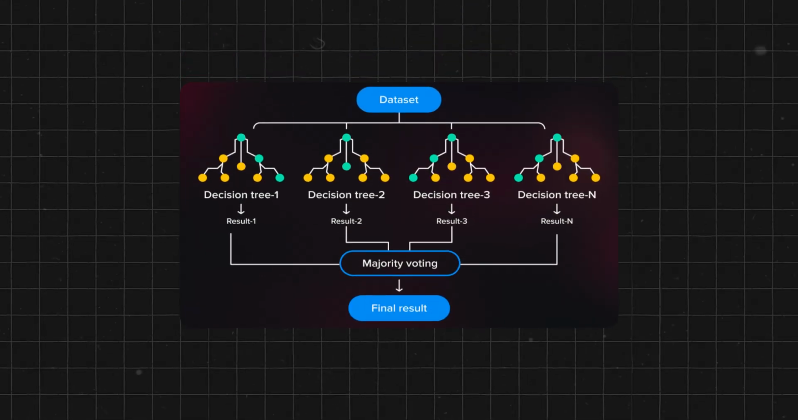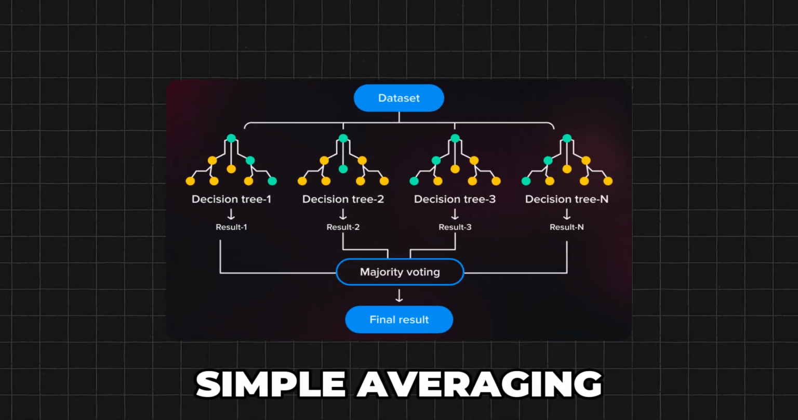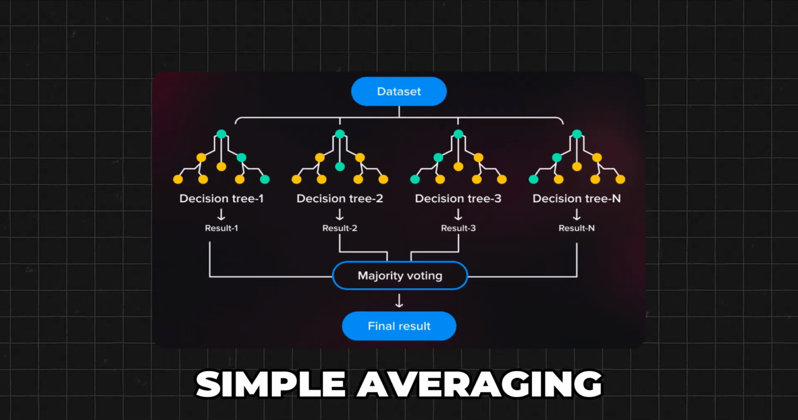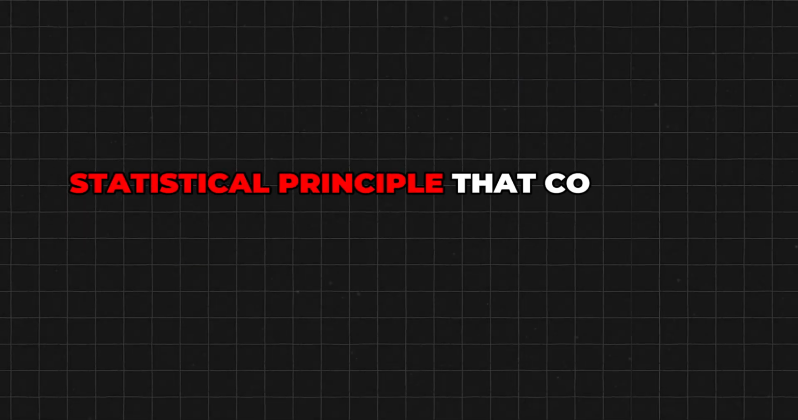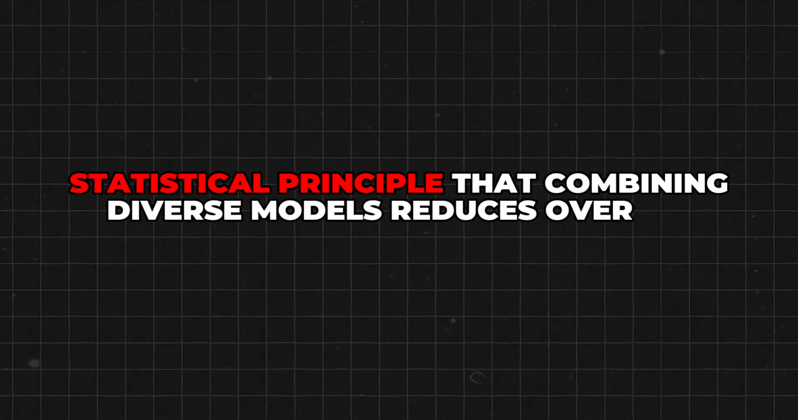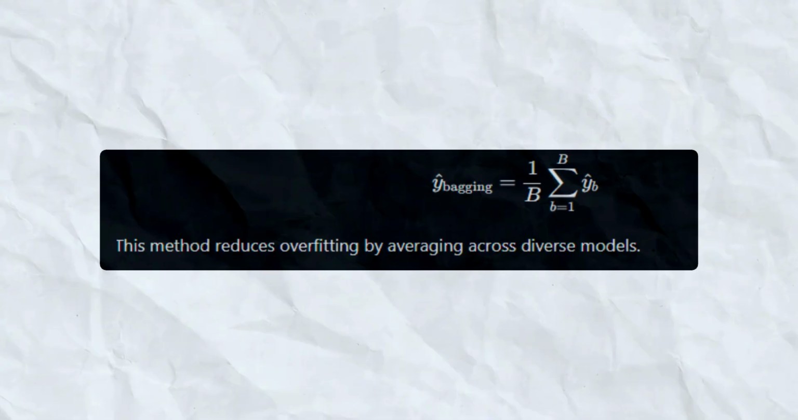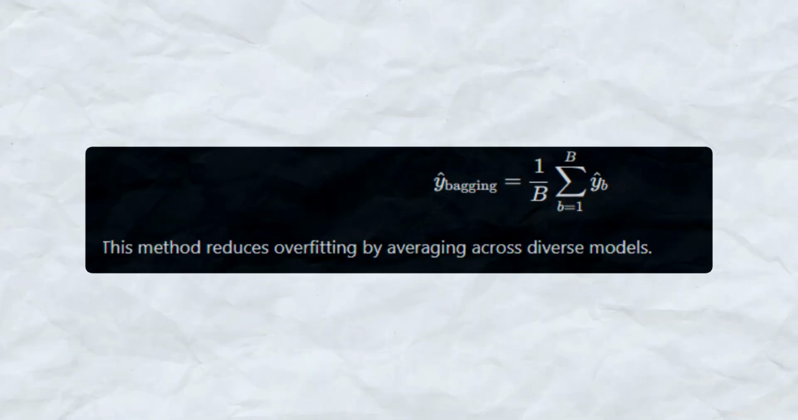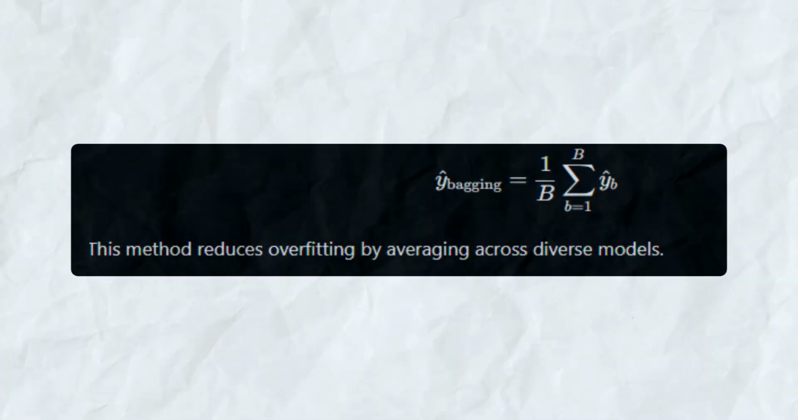The fundamental mathematics of bagging involves simple averaging, but its strength lies in the statistical principle that combining diverse models reduces overall prediction variance. This method reduces overfitting by averaging across diverse models.